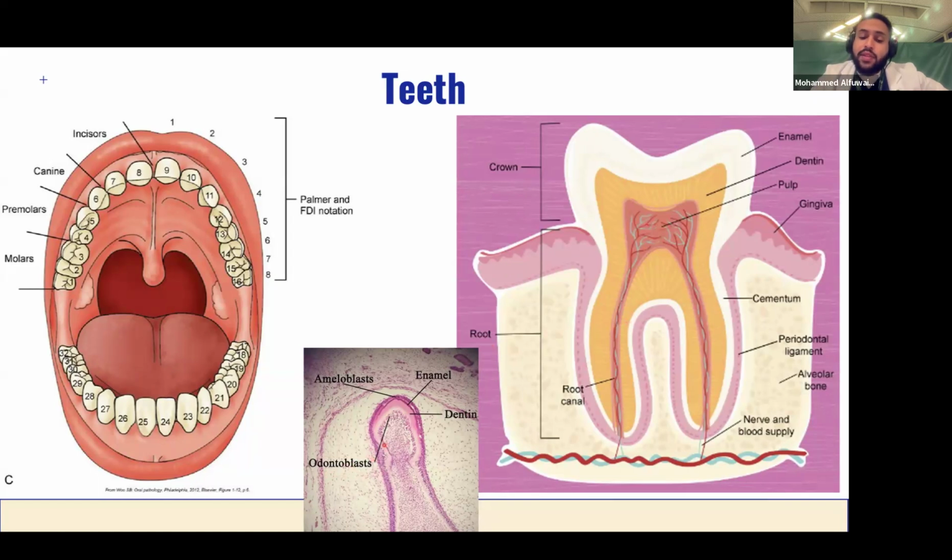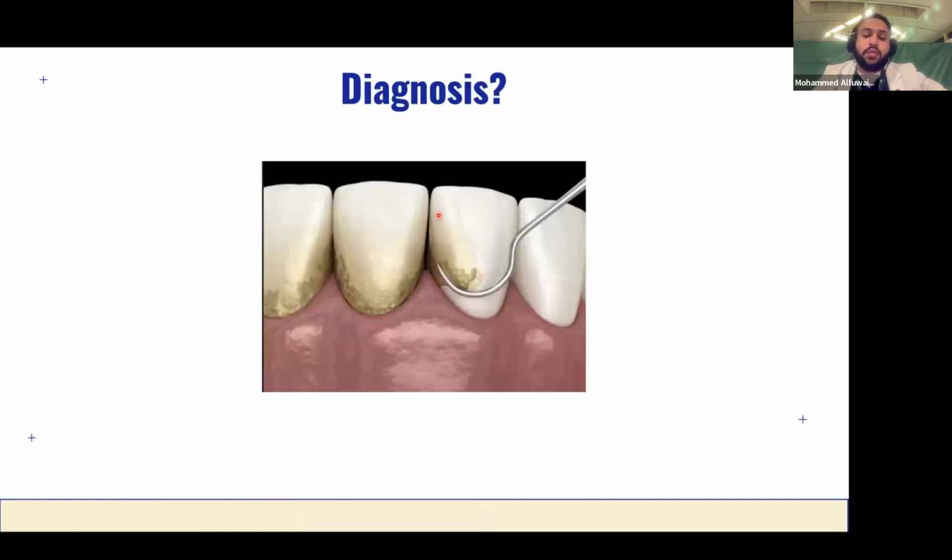So we have the odontoblast and the ameloblast. The ameloblast will produce the enamel. The odontoblast will produce dentin. Why is this important? It's because of the different tumors and what they produce. So now we go into it one by one.